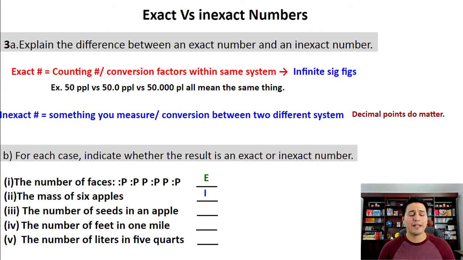The number of seeds in an apple, well, once again, we're able to count this, so this would be an exact number. The number of feet in 1 mile, well, feet and mile are both within the same system, so this is going to be an exact number. The last one reads, the number of liters in 5 quarts. Well, liters is going to be in your metric system, and quarts is going to be in your imperial system, so in this case, we're going to have an inexact number.